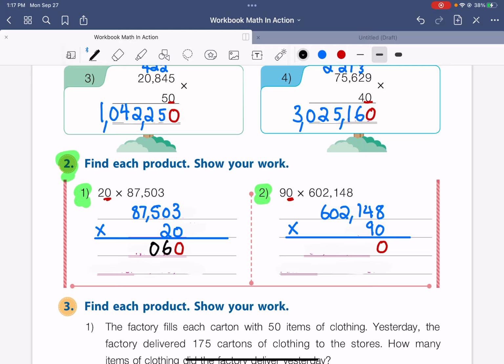5 times 2 is 10, right? We're going to carry over the 1. 7 times 2 is 14, plus 1 is 15. Carry over the 1. 8 times 2 is 16, plus 1 is 17. Right, we end up getting 1,750,060 as our answer.